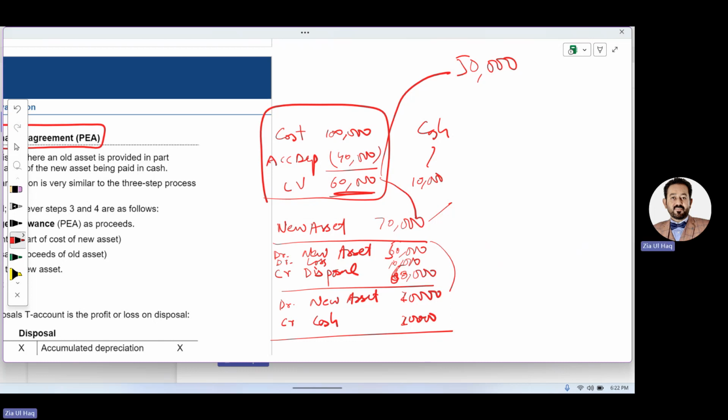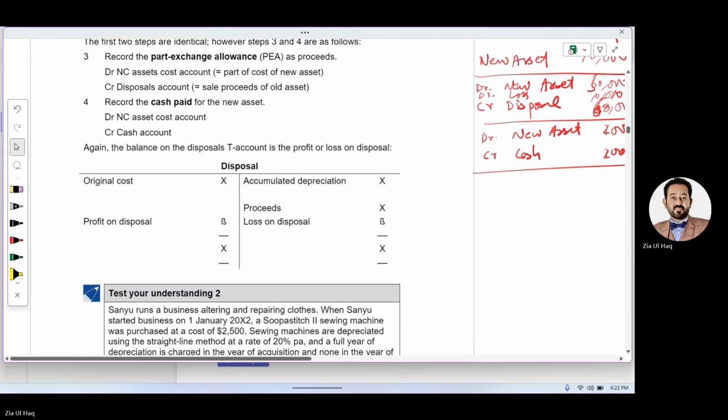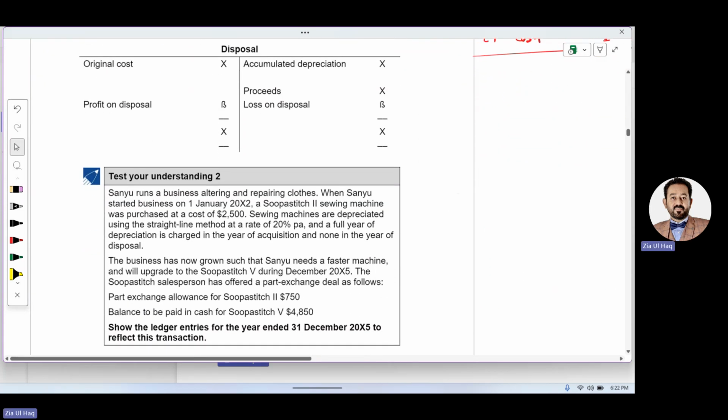If the exchanger says, okay, I will take your 60,000 asset at 65,000, this means we need to pay how much cash more? 5,000. So this 5,000 extra we will record as profit on disposal. So let's discuss. Is that your understanding too?